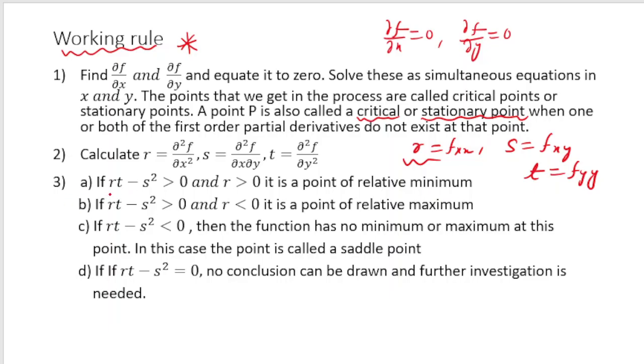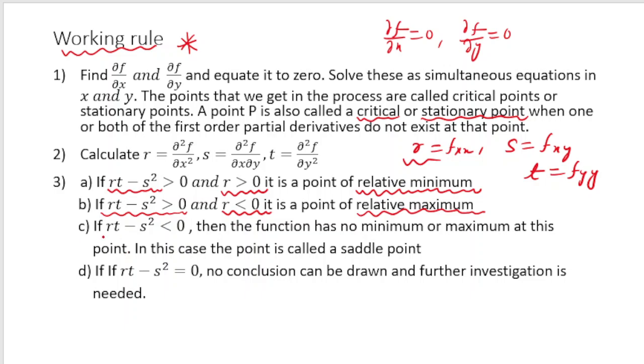Now we calculate the value of rt minus s square at the critical point that we got in step number 1, and we check whether rt minus s square is greater than 0, less than 0, or equal to 0. So there are 4 different possibilities. The first possibility is that if rt minus s square is greater than 0 and r is also greater than 0, then it is a point of relative minimum. The second possibility is that if rt minus s square is greater than 0 but r is less than 0, then it is a point of relative maximum.